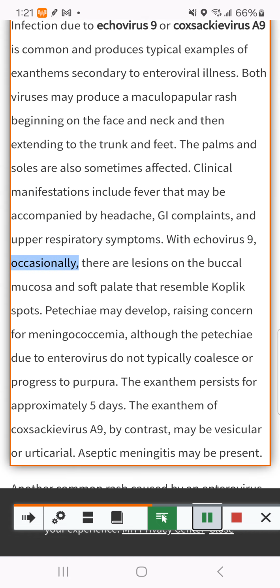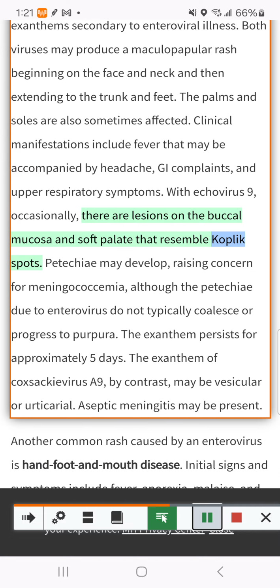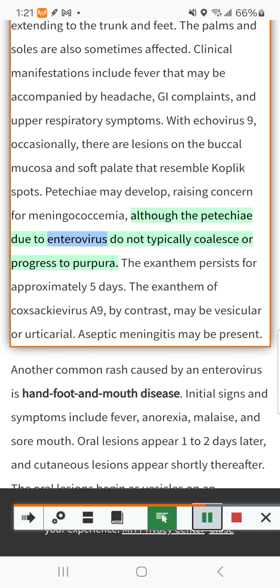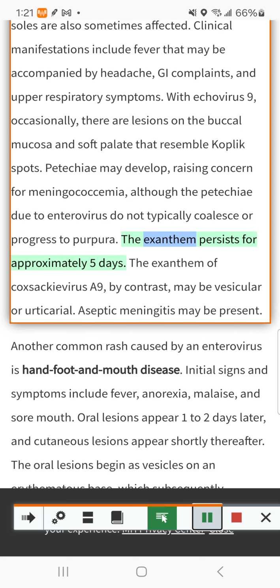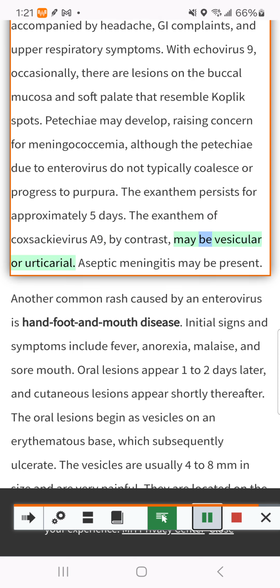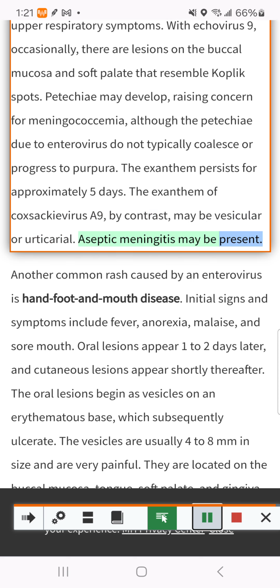With echovirus 9, occasionally, there are lesions on the buccal mucosa and soft palate that resemble Koplik spots. Petechiae may develop, raising concern for meningococcemia, although the petechiae due to enterovirus do not typically coalesce or progress to purpura. The exanthem persists for approximately 5 days. The exanthem of coxsackievirus A9, by contrast, may be vesicular or urticarial. Aseptic meningitis may be present.